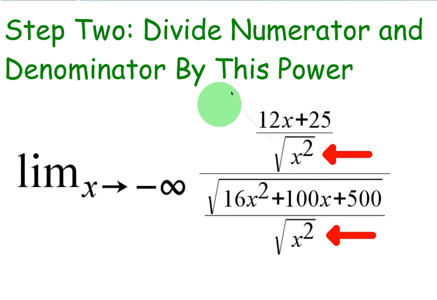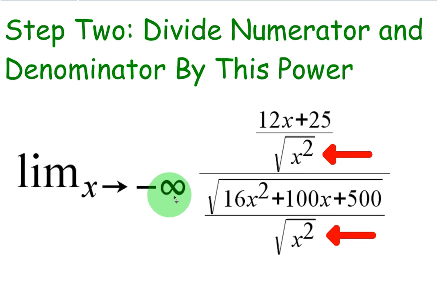Step 2 is to divide the numerator and denominator by this power. So I'm going to divide 12x plus 25 over the square root of x squared, and I'm going to divide the bottom as well. Now keep in mind that x is approaching negative infinity. That's going to come into play right now when we do some simplification.